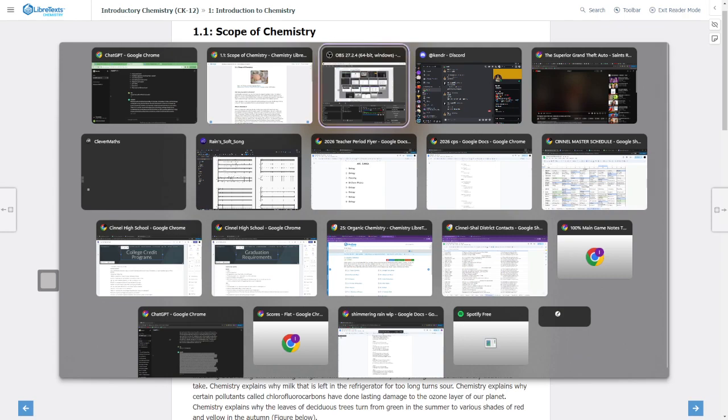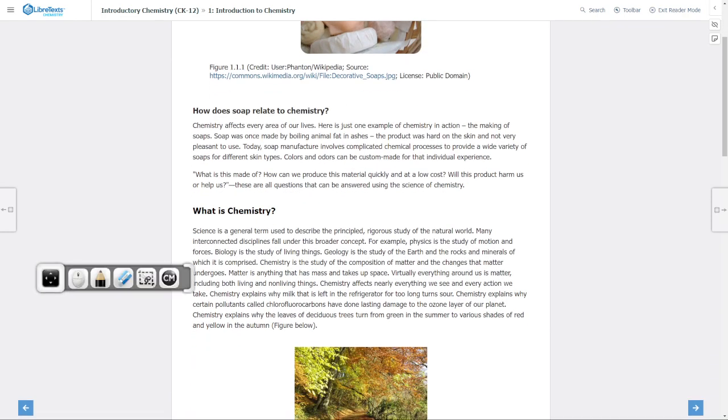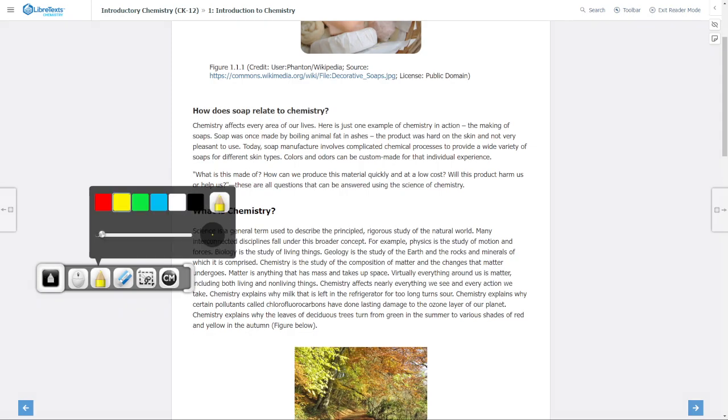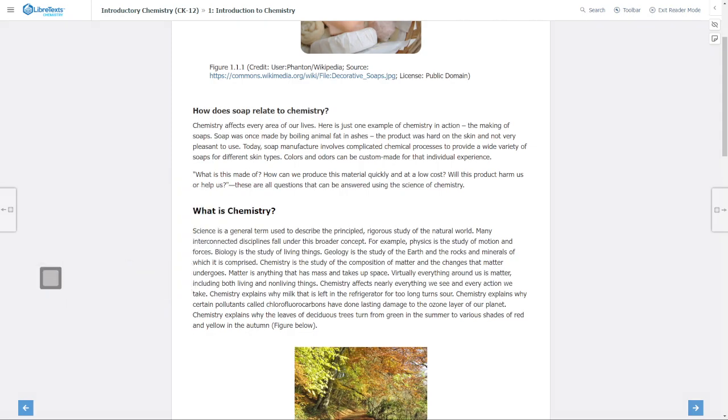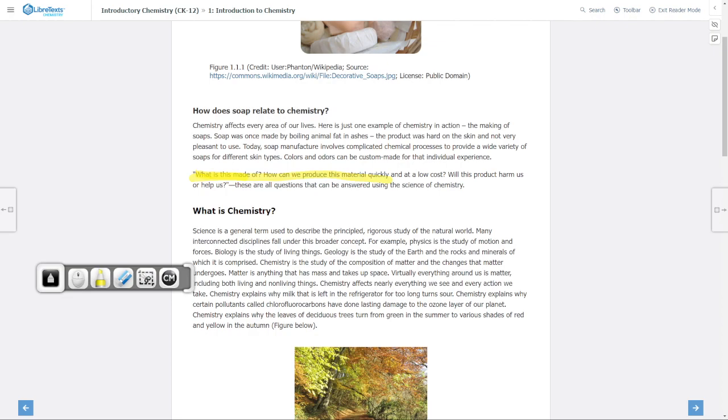So here's our textbook page here. So I'll highlight some key sentences here. So it starts off with introducing soap, how that works. And right here, this quote here, let's get a bigger size here. This entire sentence I like.